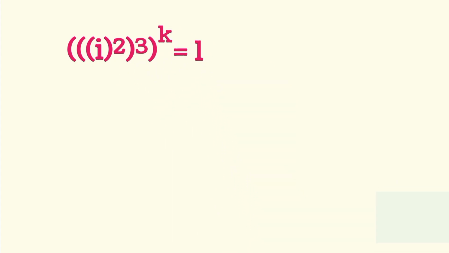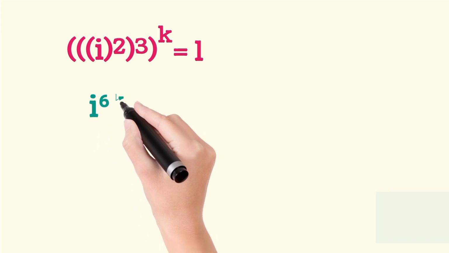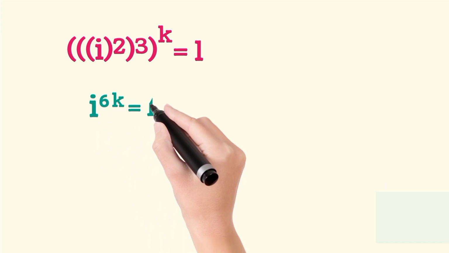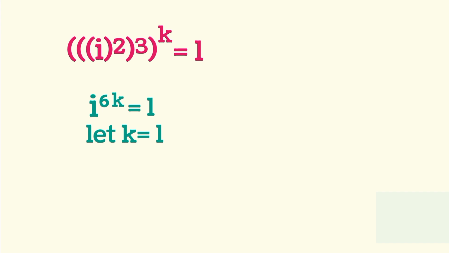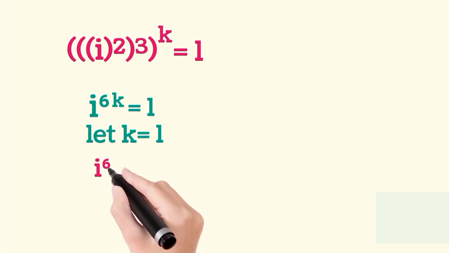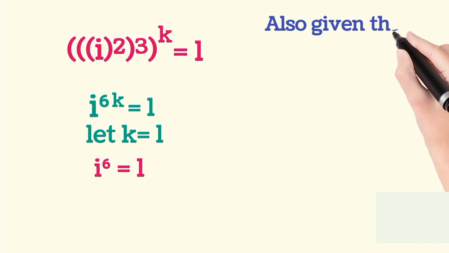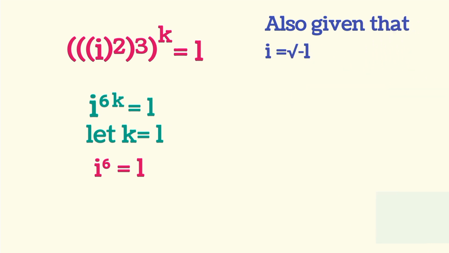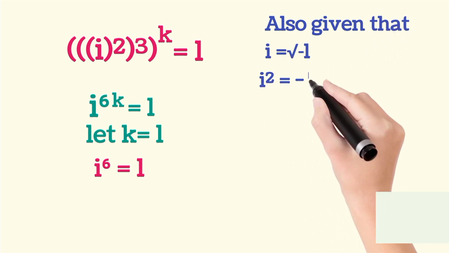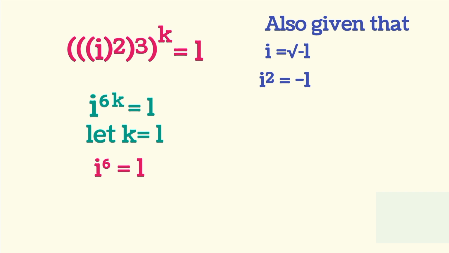So this can be written as i to the power 6k is equal to 1. Now let us take k is equal to 1. So this will become i to the power 6 is equal to 1. And also we are given that i is equal to square root of minus 1. So i square is minus 1.